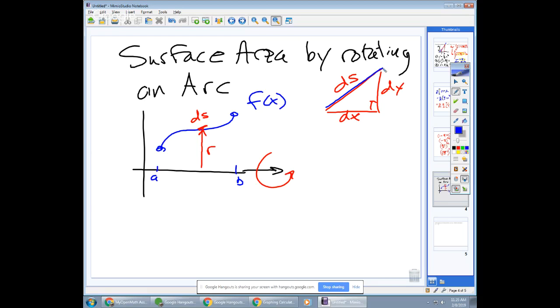Okay, so what happens when I do that? Well, when I rotate that, I'm going to end up with this thing that looks like that. It's not that exact, but it's a general idea.